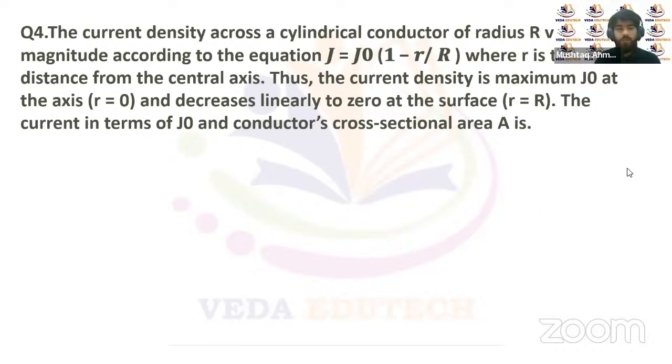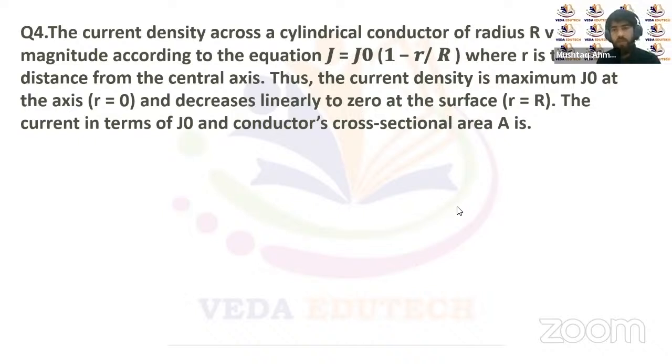With respect to the current density, we know that according to the microscopic form of Ohm's law, it is defined as sigma E. Or we define current density as current per unit perpendicular area, the current flowing perpendicular to the given area. The current density across a cylindrical conductor of radius R varies in magnitude according to the equation J equals J naught times (1 minus r upon R), where r is the distance from the central axis. Thus, the current density is maximum, J naught, at the axis.